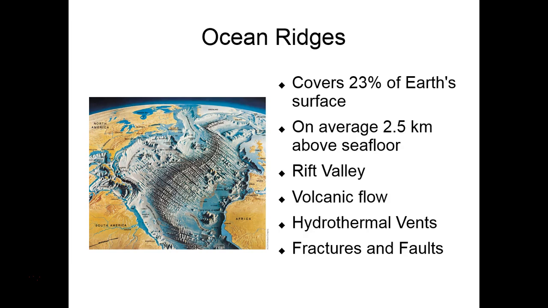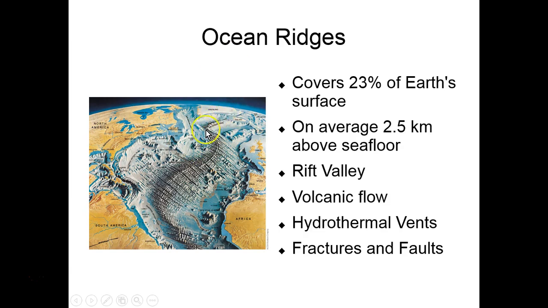And then finally we have ocean ridges. Ocean ridges cover about 23% of Earth's surface. On average, they are 2.5 kilometers above the surrounding seafloor, and they're made up of a rift valley, lots of volcanic flow, hydrothermal vents, and fractures and faults.